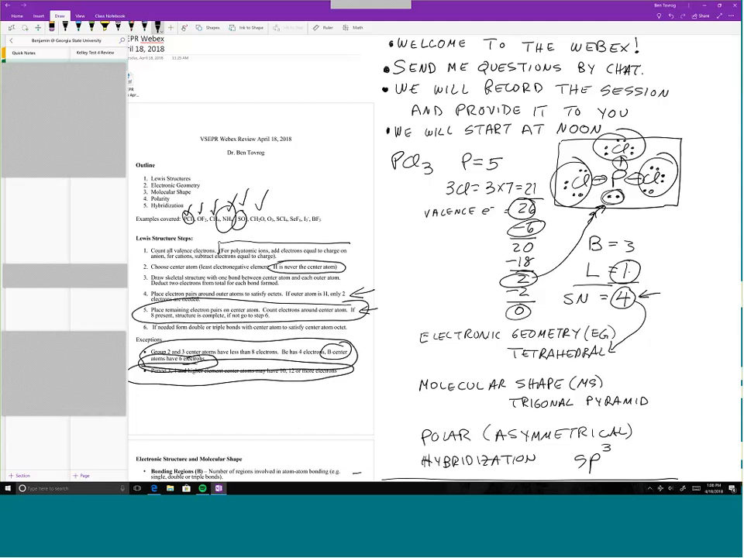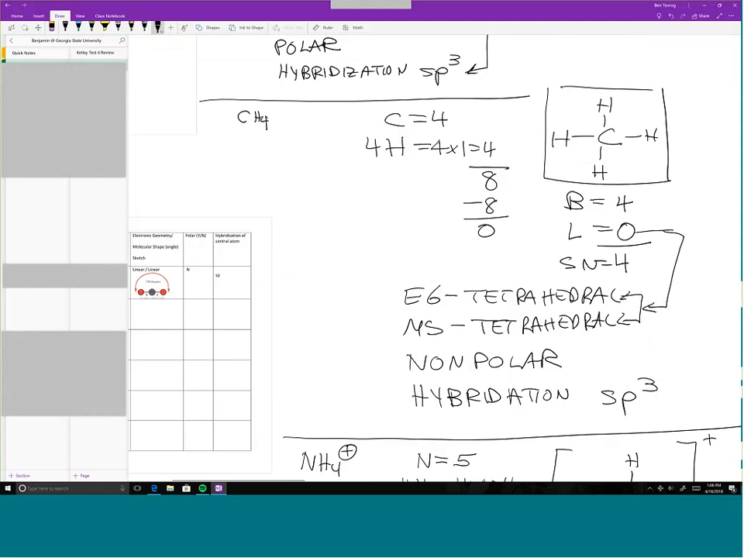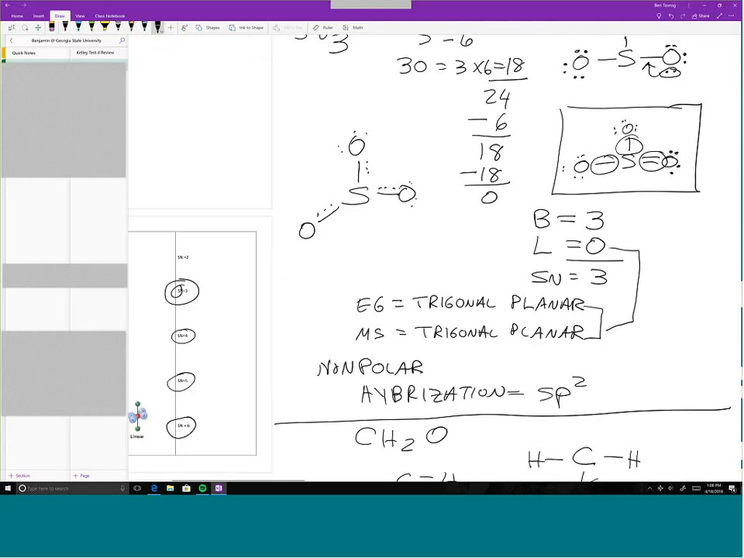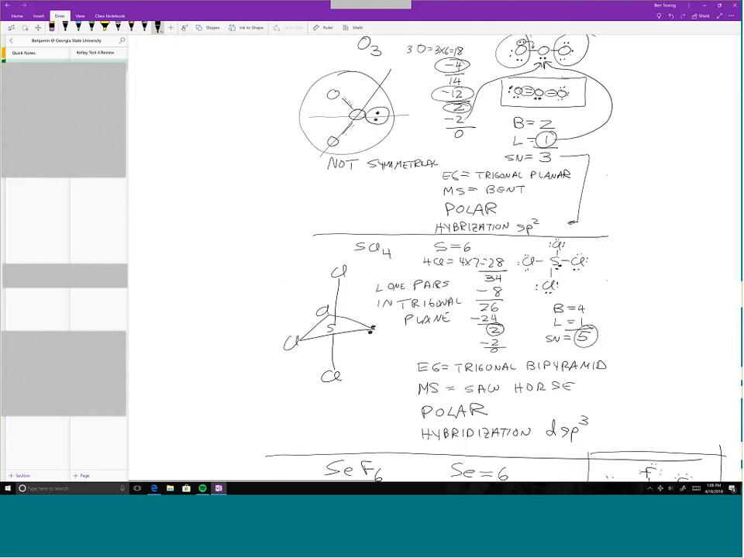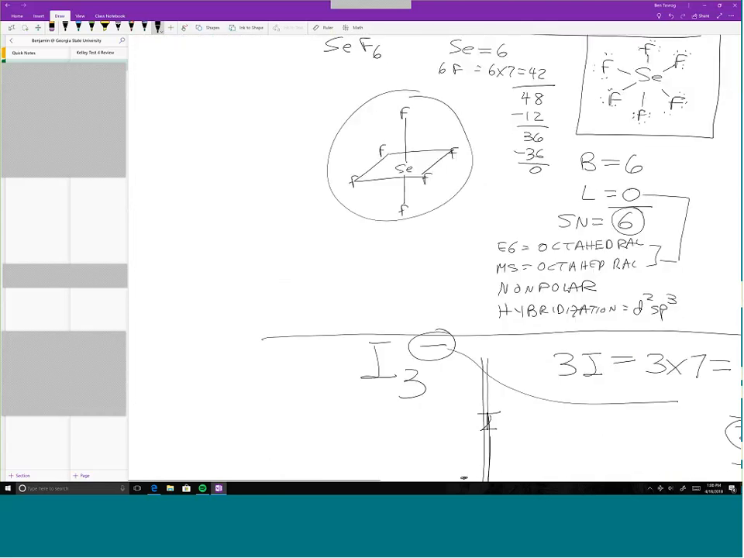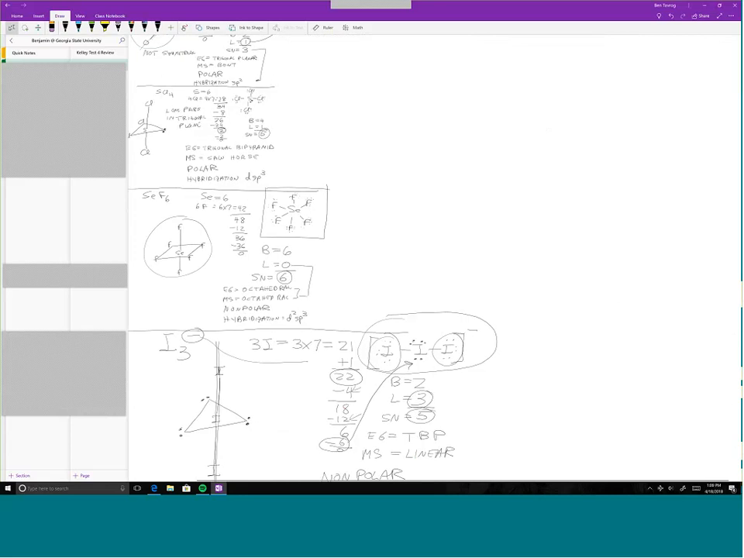Okay, here's a great question. The question is, in the I3- example, why can't we make 2 of these lone pairs double bonds? Okay, let's go back to I3. And I'm really glad you asked that question, because when I teach 1211, I see students doing this. Okay, so here's the I3-.